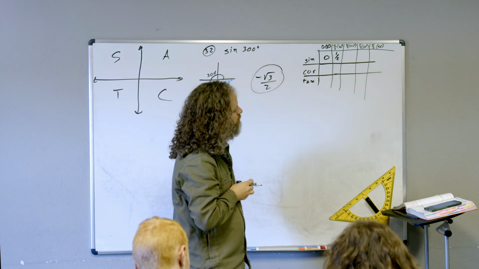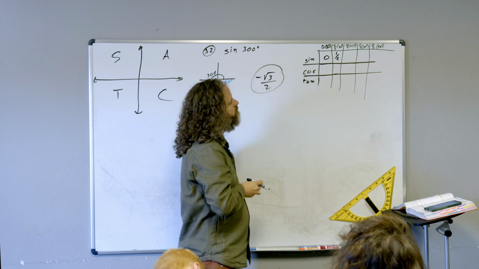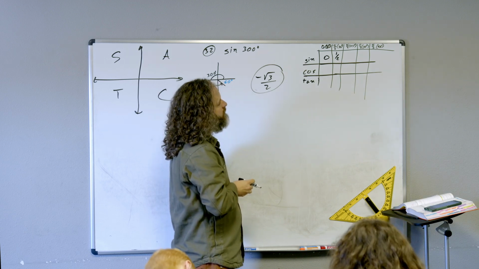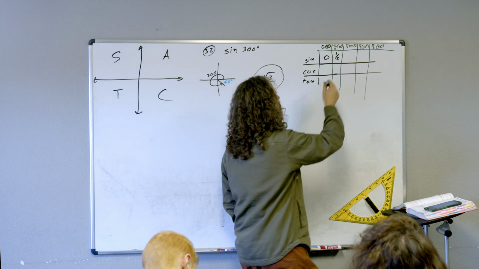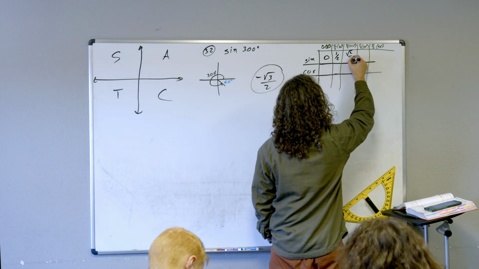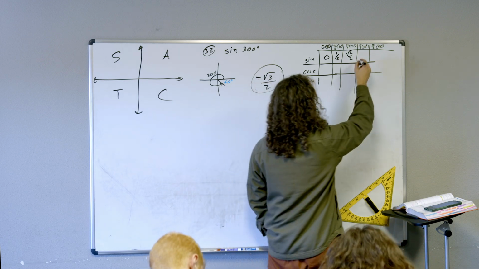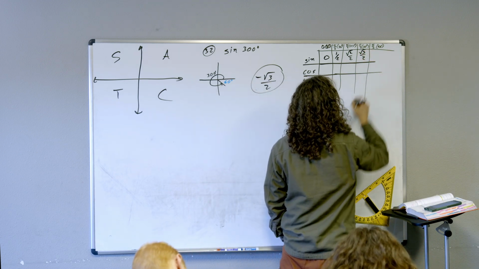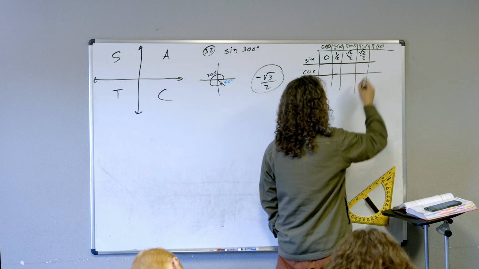What's the radians of 90 degrees again? Pi over 2. And what's the sine of pi over 4? Square root of 2 over 2. And sine of pi over 3? Square root of 3 over 2. Sine of pi over 2? Square root of 1. 1.